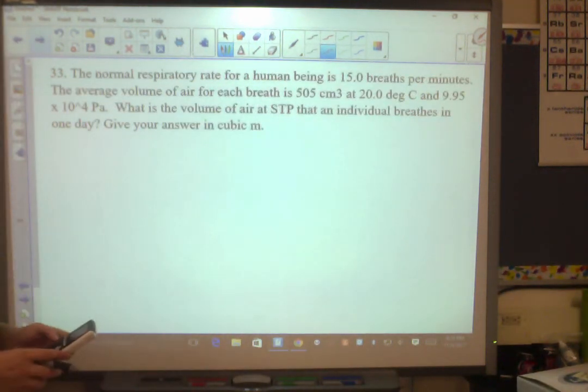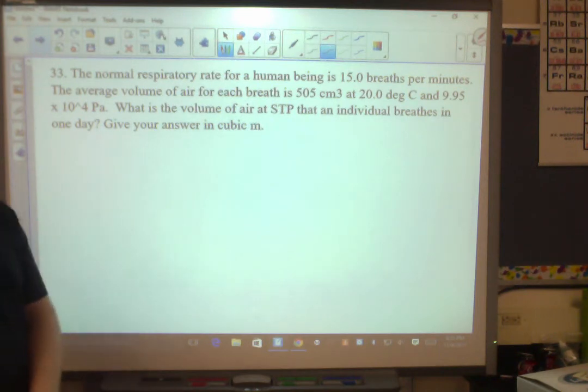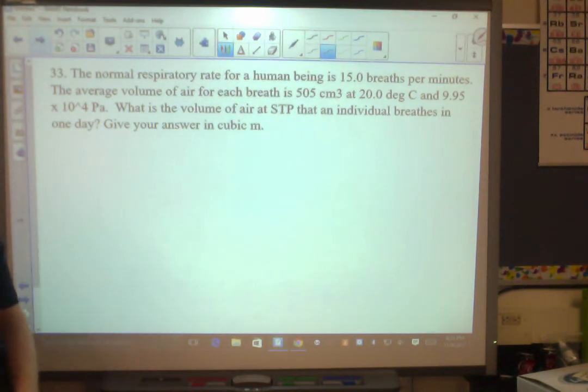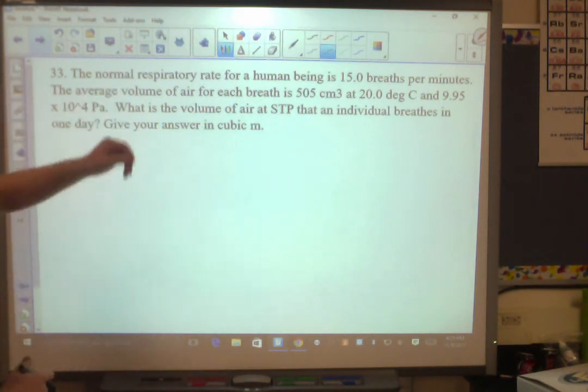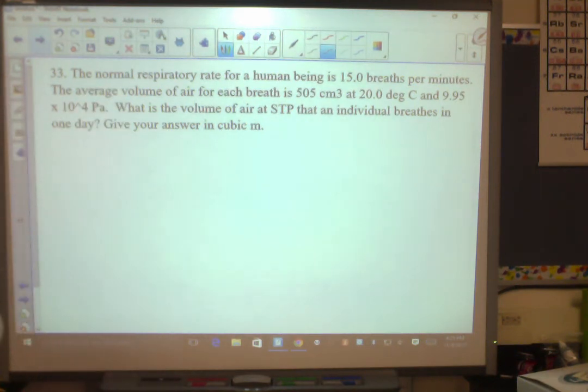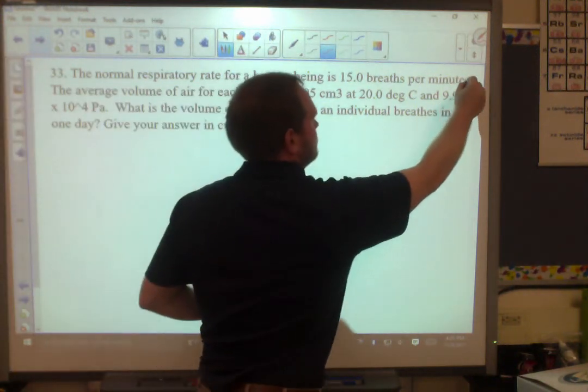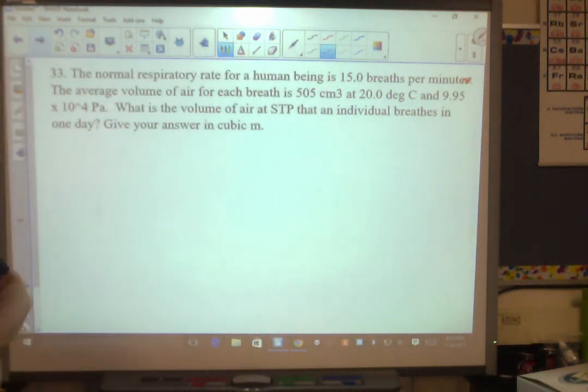Last problem. This is probably beyond the scope of what you would expect to see on a Chem 1-2 test, but you should be able to answer this. It's basically a combined gas law problem combined with a conversion factor problem. The normal respiratory rate for a human being is 15.0 breaths per minute. The average volume of air for each breath is 505 centimeters cubed at 20.0 degrees Celsius and 9.95 times 10 to the 4th pascals. What's the volume of the air at STP that an individual breathes in one day? Give your answer in cubic meters.